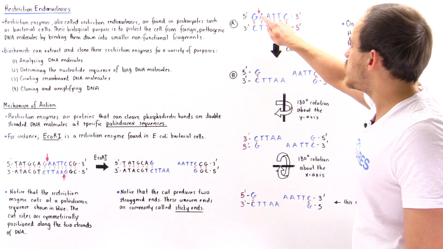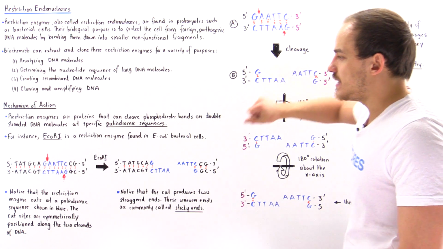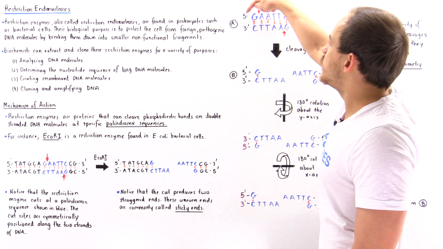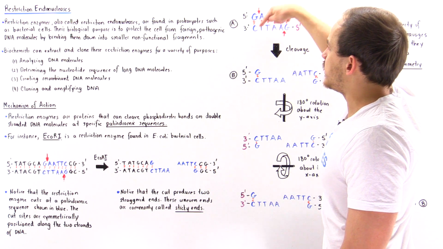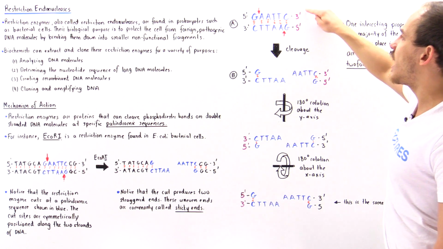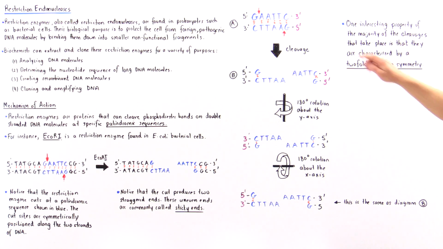So we have GAATTC and then we have CTTAAG. So this side we're going to label in black. So we have 5' and we have 3'. This side we're going to label in purple. So we have 3' and we have 5'.